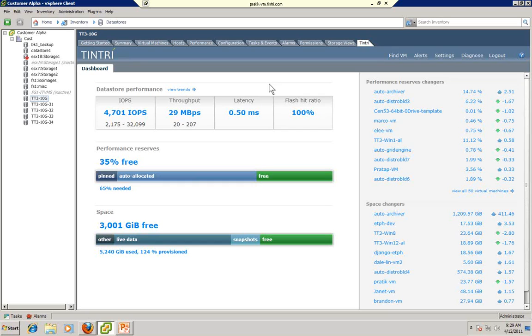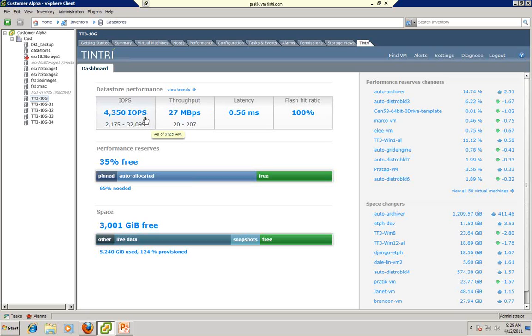Okay. So first, looking at the top left-hand section here, you see the 4 key metrics that we are displaying for the particular data store. You see IOPS, throughput, latency, and the flash hit ratio. The IOPS, as you see on this box, we're doing about 4,000 IOPS.